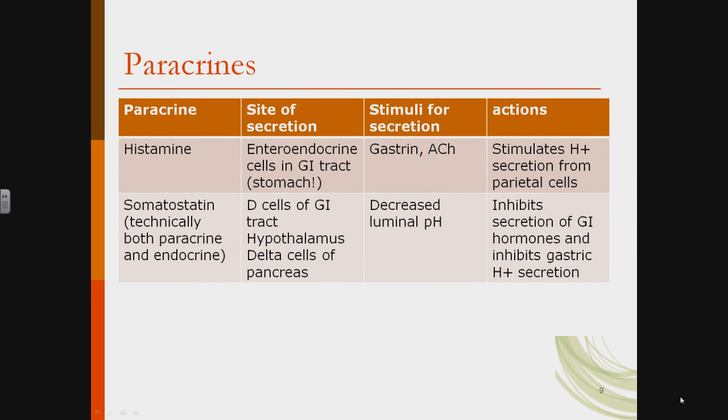So when histamine's released, ironically, even though it's a distress signal and can be released by the cells of the stomach when exposed to too much acid, this is going to have a feed-forward effect, and it's really bad. It's going to stimulate even more hydrochloric acid secretion from the parietal cells.